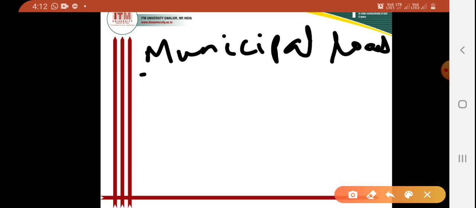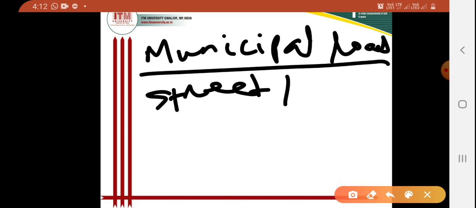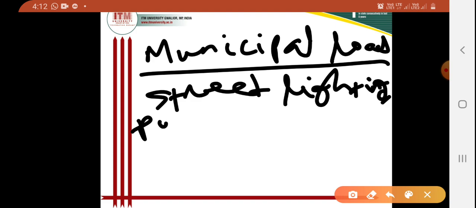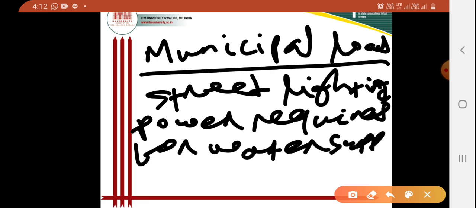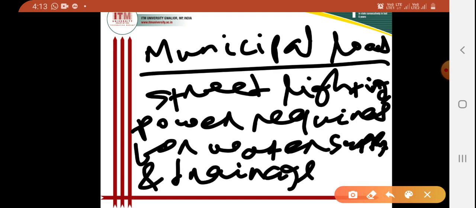Now coming to discuss municipal load. When I am talking about municipal load, this kind of load consists of street lighting, power required for municipal water supply, and drainage purposes. So this is the demand by municipal.